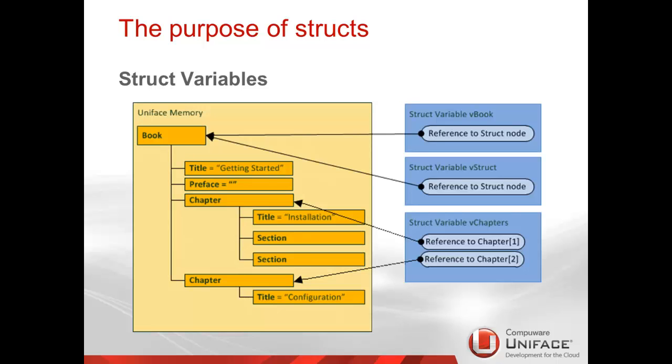Here we have an example for this. Several struct variables can refer, as said, to the same struct. For example, the variable vBook and vStruct both refer to the struct book. And a single struct variable can refer to multiple structs, which makes it possible to manipulate a group of structs instead of handling them individually. For example, the struct variable vChapters contains a collection of structs named chapter.